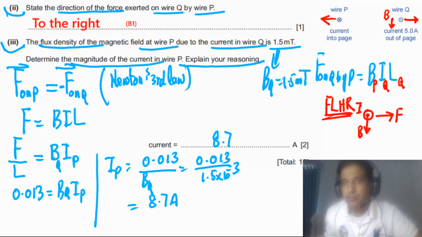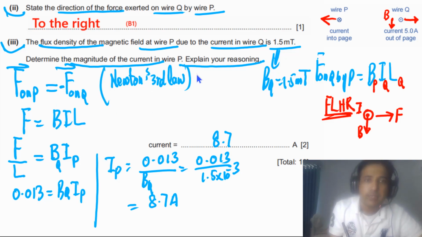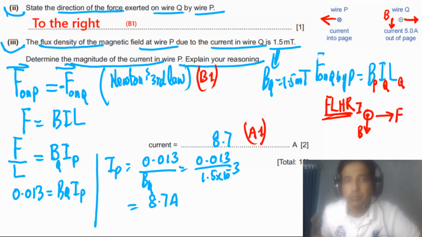And this question has 2 marks. The first mark you will get if you have written the first statement, and this is the B mark, I mean this one has to be in your answer. And the second mark is the answer mark. If you have got the right answer, you will get 2 marks.